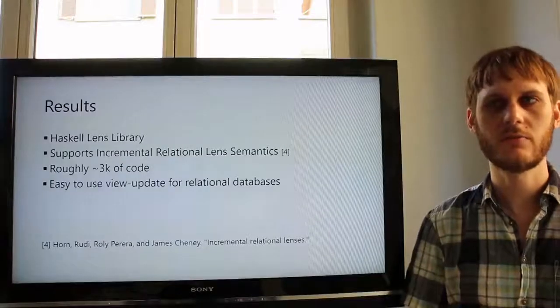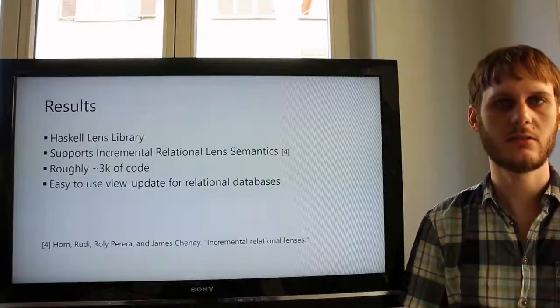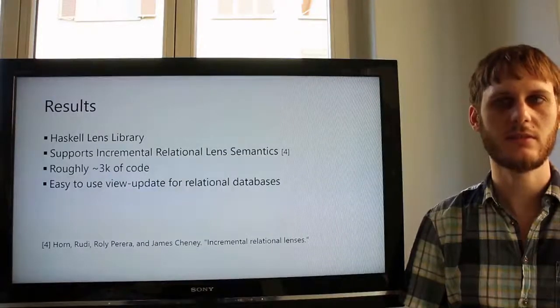So to sum up, we were able to implement relational lenses in Haskell as a library. The current implementation supports the incremental relational lens semantics and uses roughly 3,000 lines of code. And this provides an easy-to-use view update for relational databases in Haskell.